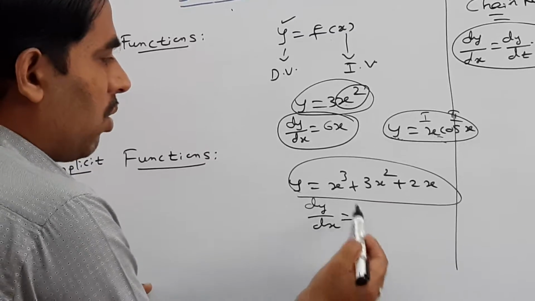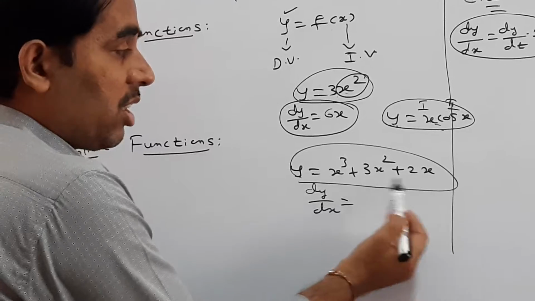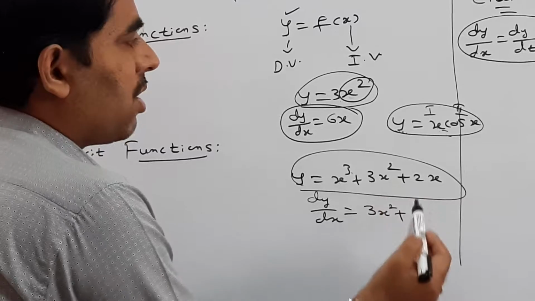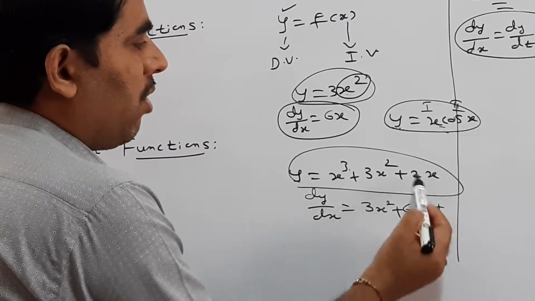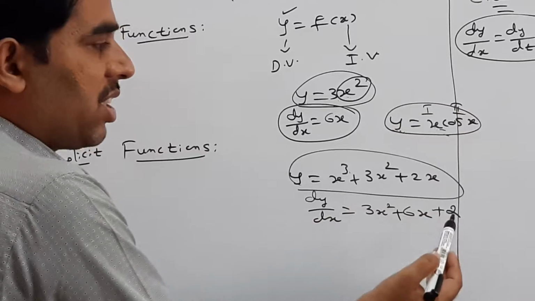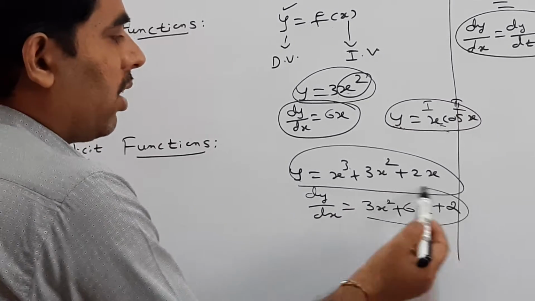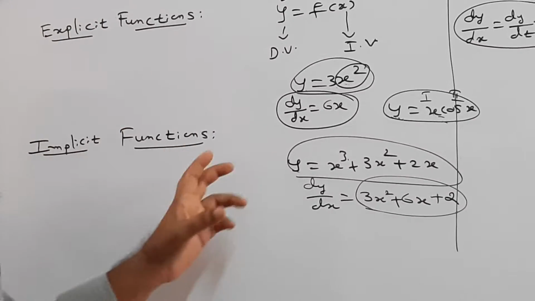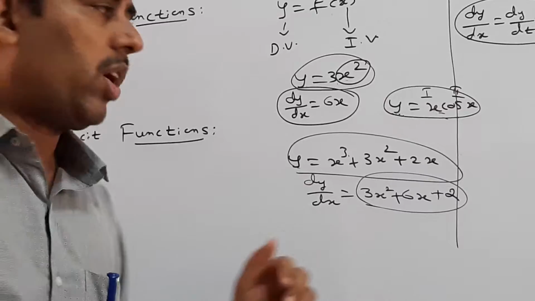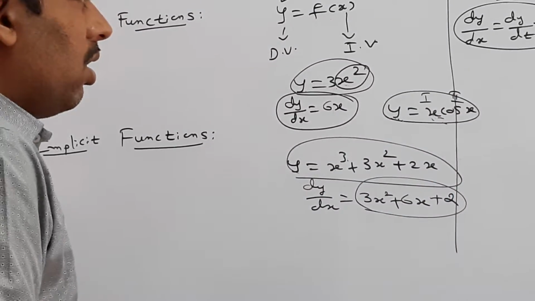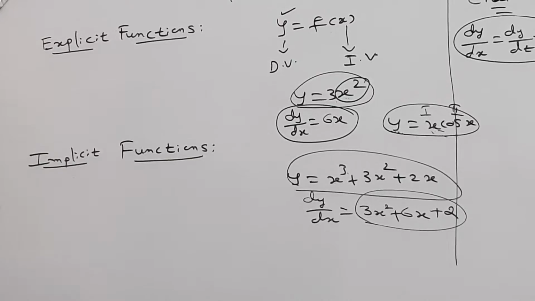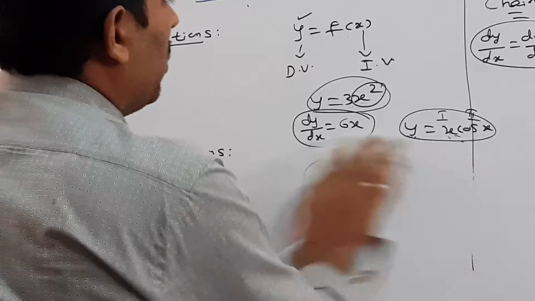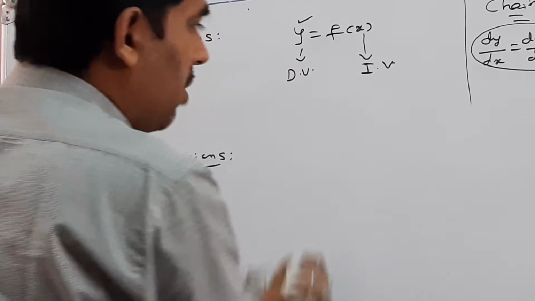dy by dx is equal to the derivative of each term. We have to take the sum rule here. The derivative of x cube is 3x square, plus the derivative of 3x square, that is 6x. Then the derivative of 2x is 2, since the derivative of x with respect to x is 1, so 2 into 1 will be 2. So I got the derivative. As far as explicit functions are concerned, we can write the derivatives in one step. Here we can use the product rule for this. If I consider some more examples, let me write them here.